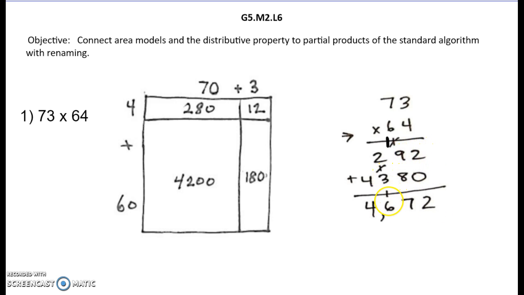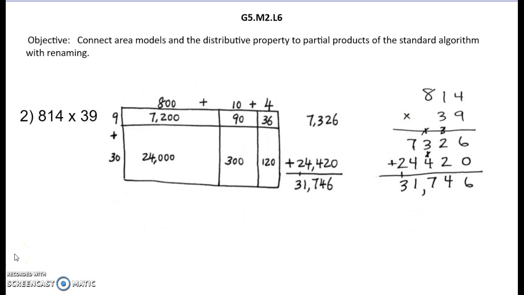Add them up, we have 2. 9 plus 8 is 17. We're going to regroup 1, put down the 7. 3 plus 2 is 5, plus the one we regrouped gives us 6, and then 4. 280 plus 12 equals 292. And 4,200 plus 180 equals 4,380, giving us, again, the connection between the area model and the standard algorithm.